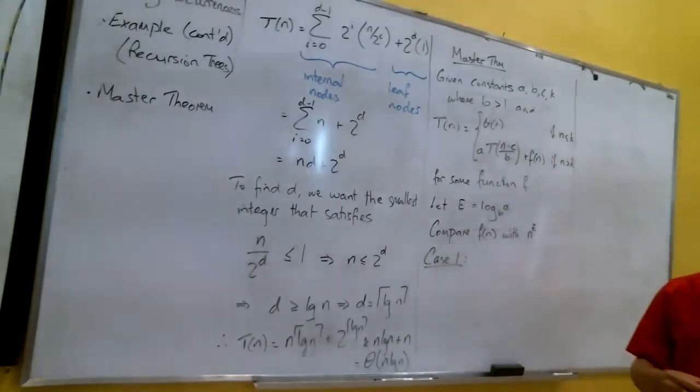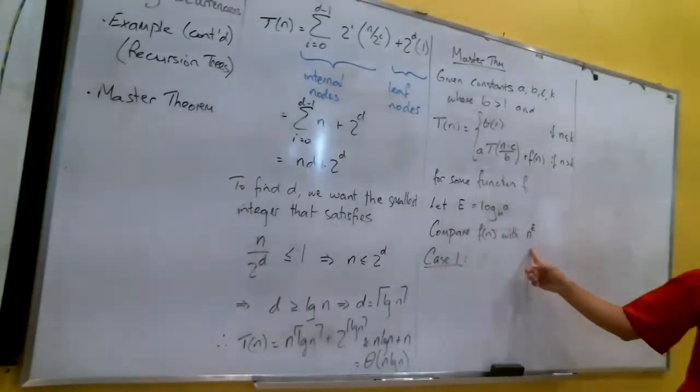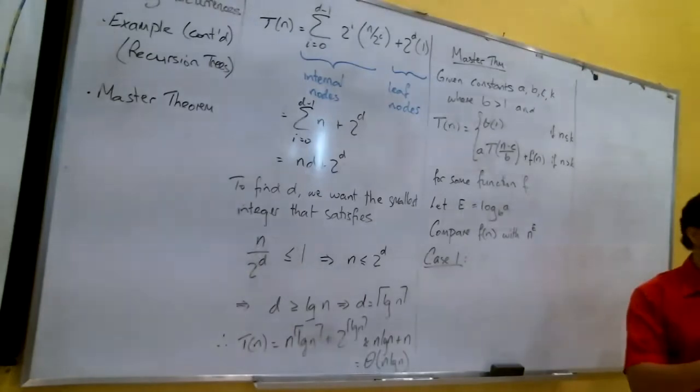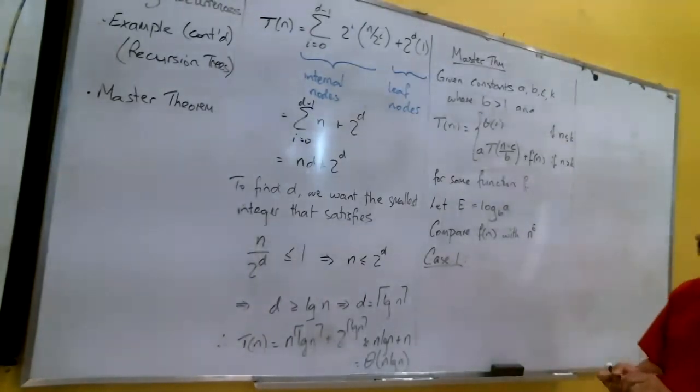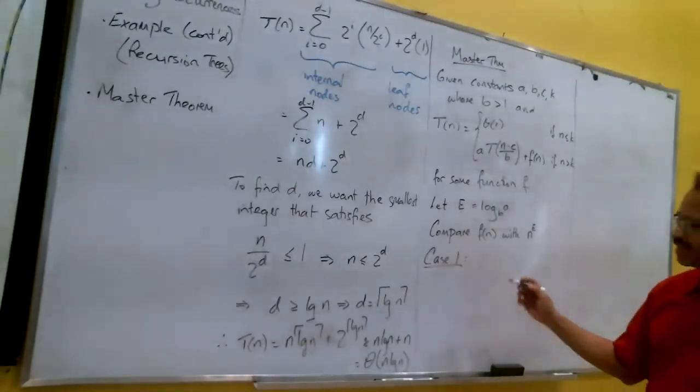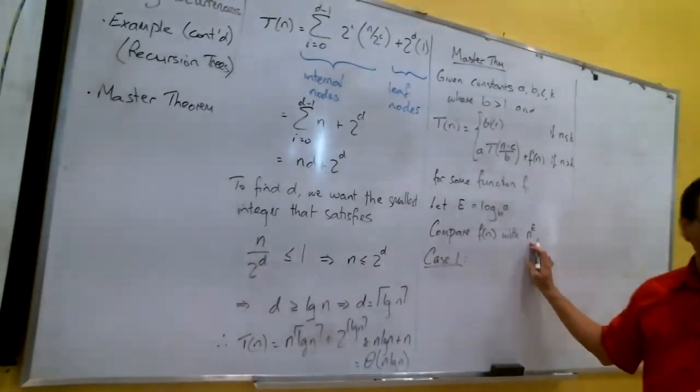Now, case 1 is when the leaves dominate. Now, how do we say dominate in this context? We use our asymptotic notation. So what we really want to say is f of n is upper bounded by n to the E.